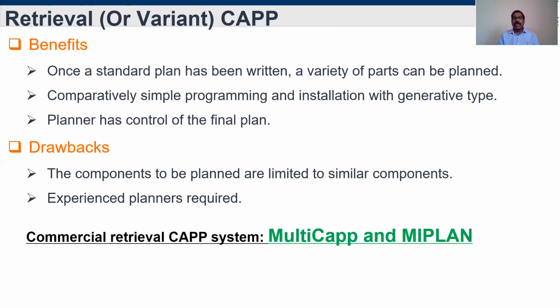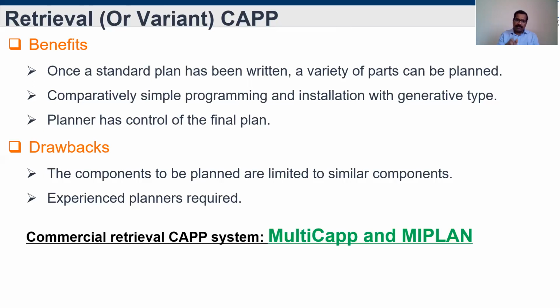The components to be planned are limited to similar components, that is, a small number of components only. If a new product is coming with numerous components, then we can't retrieve the data. The product coming into the company should have a limited number of components.